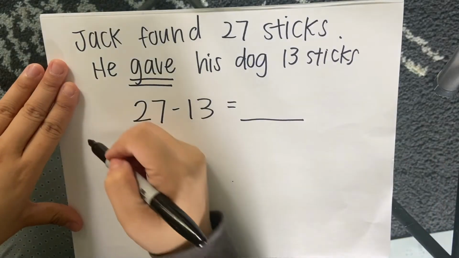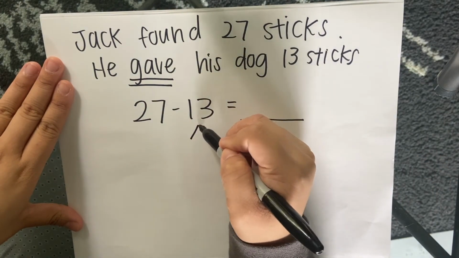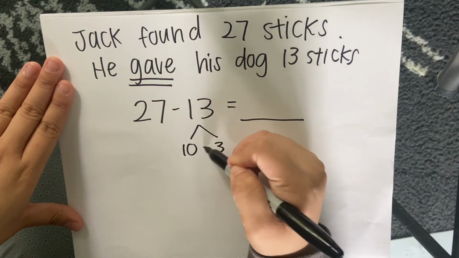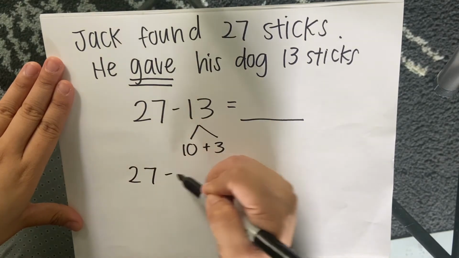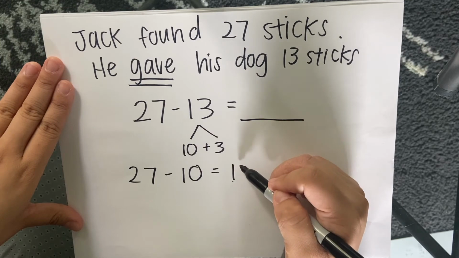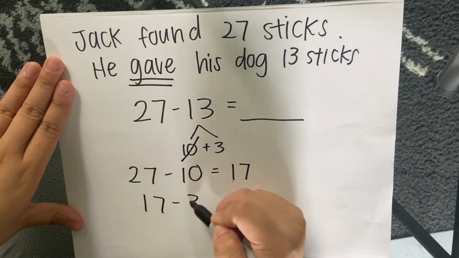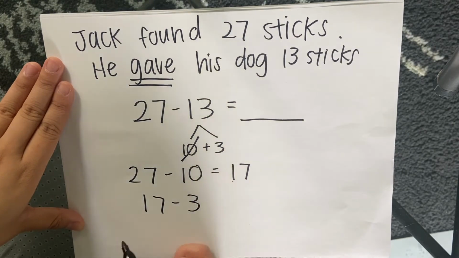Alright, so now you can pause the video and try to solve it on your own. So I'm going to do the decomposing method again. I'm going to decompose 13 into 10 plus 3. 27 minus 10 equals 10 less, that is 17. And I'm going to cross out the 10. 17 minus 3. Let's do a quick number line.